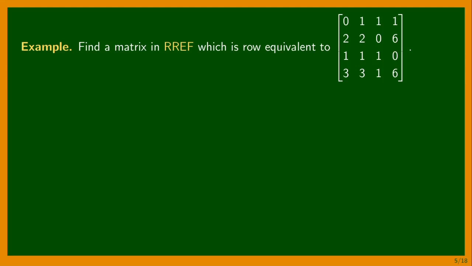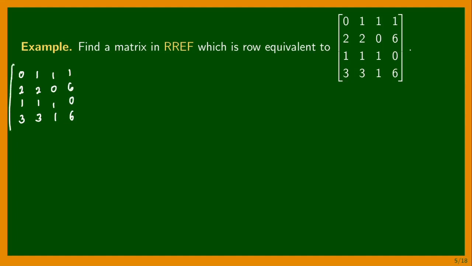So how do we perform this one? I want you to listen carefully because this is algorithmic in nature. The first step is to just write down the matrix: 0, 2, 1, 3, 1, 2, 1, 3, 1, 0, 1, 1, 1, 6, 0, 6. You can write by columns or by rows.